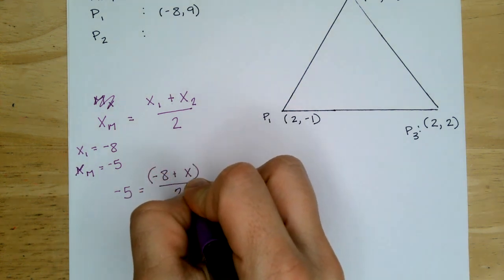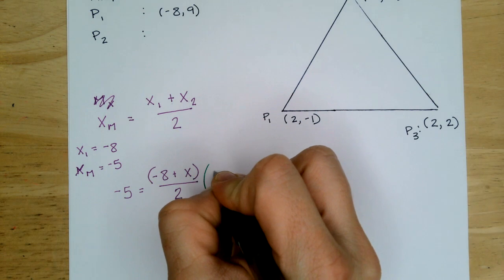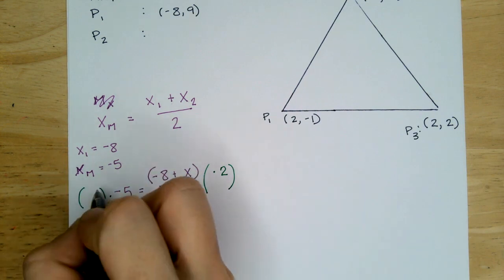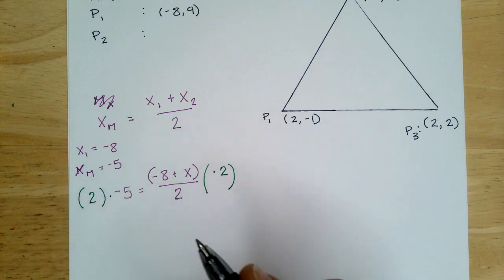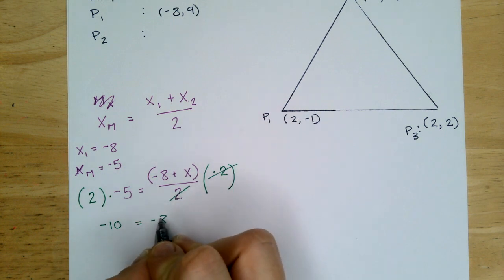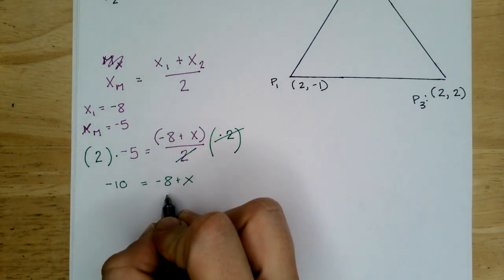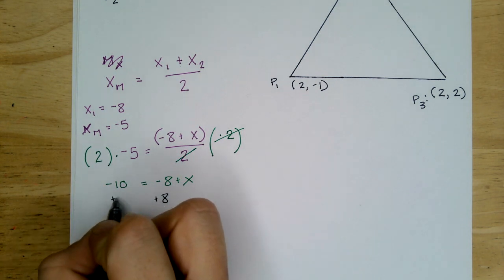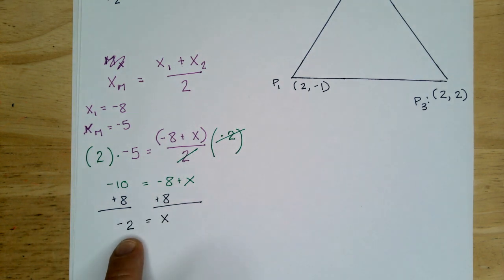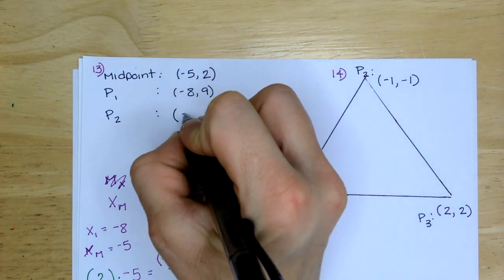X is being added to -8, and then the sum is being divided by 2. However, this is a grouping symbol, so I'm going to multiply by 2 to get rid of the denominator of my fraction before I add the 8. Anything I do to this side of my equal sign, I'm going to do to this side. 2 times -5 is -10. That was to cancel that. So I just have -8 plus x, or x minus 8. I still want to isolate x, so I'm going to add 8, add 8. x is -2. So I found that the x value of point 2 is -2.